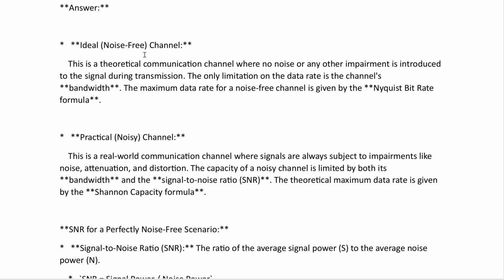In practice, we never have the ideal channel. Noise is always there. But for explanation, first of all, we define the ideal channel, which is the noise-free channel. So this is theoretical, not practical. This is the theoretical communication channel where no noise or any other impairment is introduced to the signal during transmission. The only limitation on the data rate is the channel's bandwidth. The maximum data rate for a noise-free channel is given by the Nyquist bit rate formula.